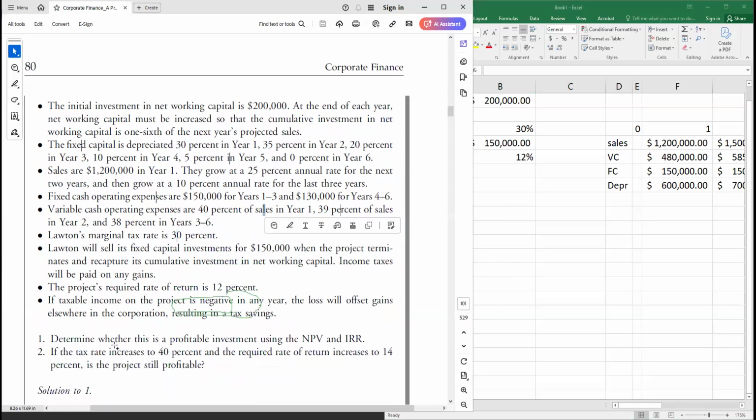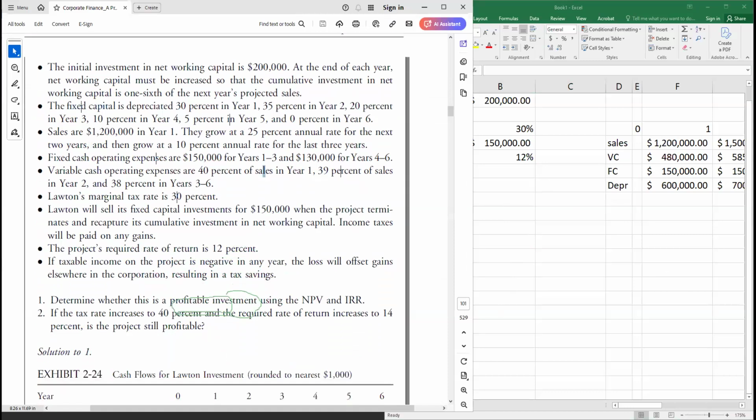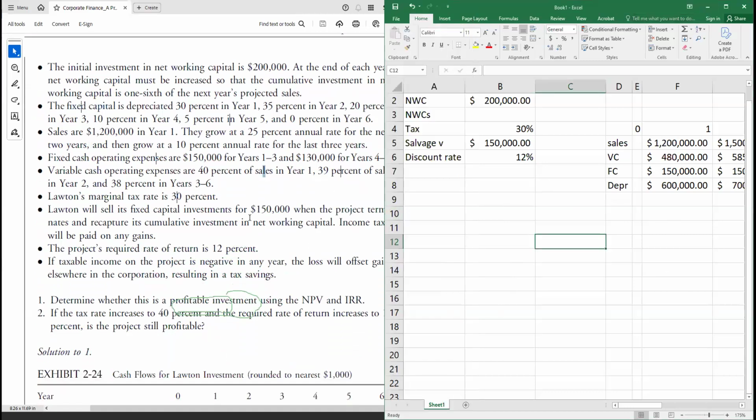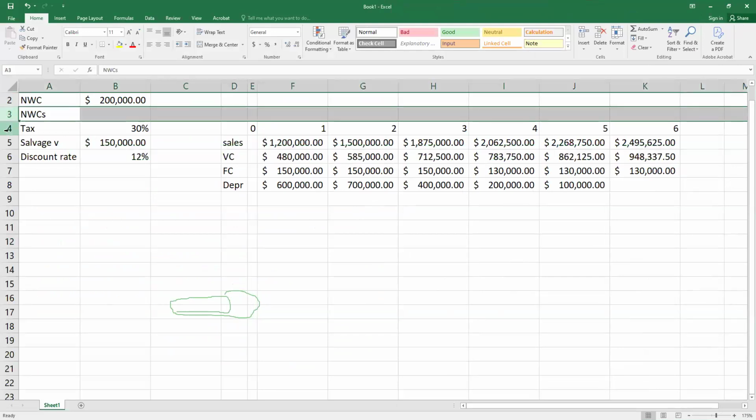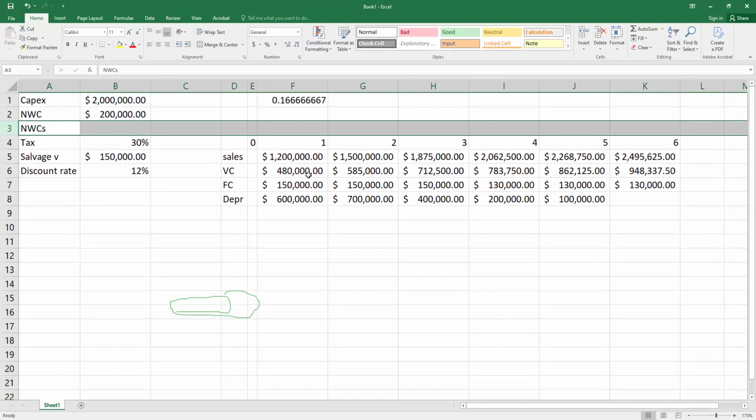Now, determine whether the project is a profitable investment using the NPV and IRR, and if the tax rate increases to 40%, and so on. So now we need to calculate. I'm closing this page, I don't need it. First, I need to calculate the net working capital for each year. In the initial year we have 200,000, which was mentioned in the question. The question says it's cumulatively increased based on the next projected sales, which is 1/6 that we have calculated.